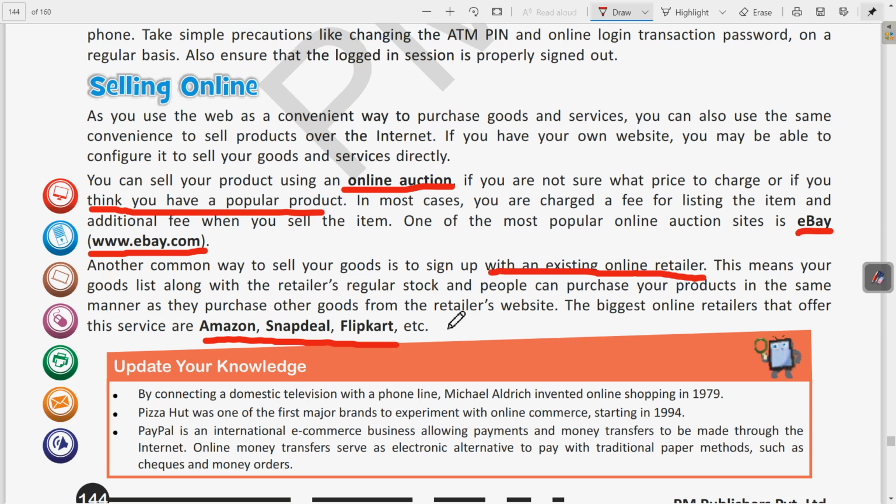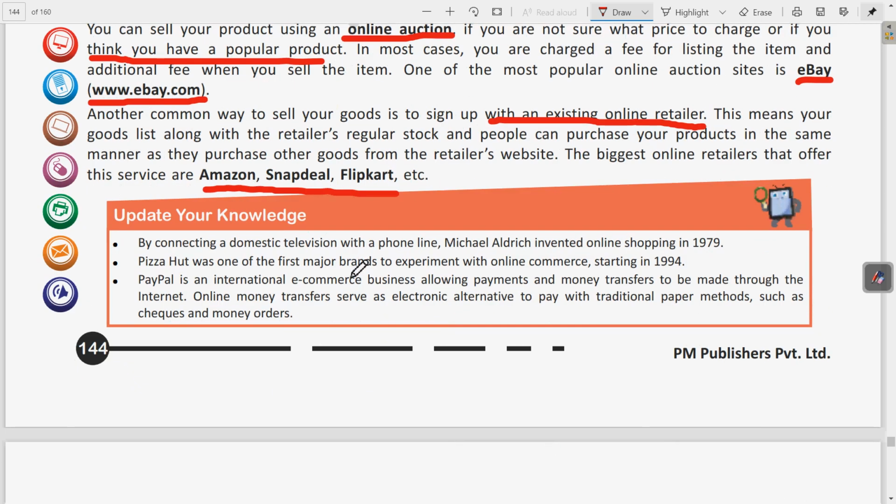Let us read this, update your knowledge also. By connecting a domestic television with a phone line, Michael Aldrich invented online shopping in 1979. Clear? So this online shopping concept was started in 1979 when a person named Michael Aldrich connected the television with the phone line.